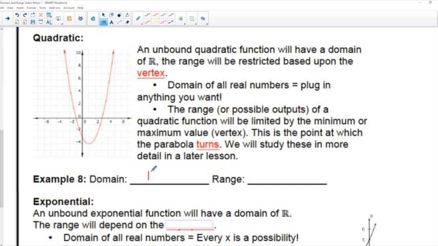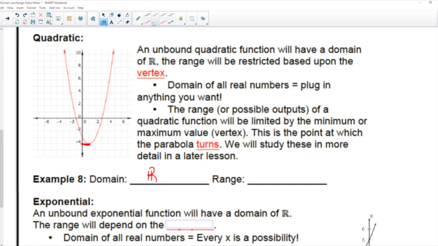The domain then is all real numbers. I don't have to worry about that. I can plug in anything I want. To find the range, I'm going to say the bottom number here is -4, and then it goes up forever. Remember, we read range from bottom to top.